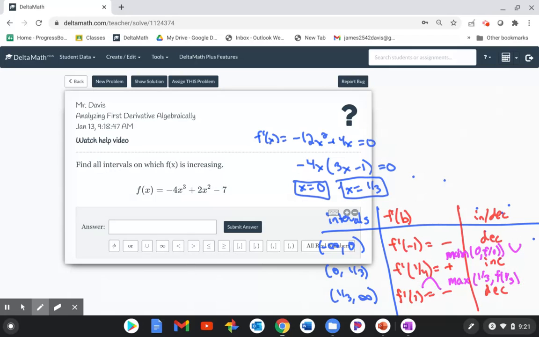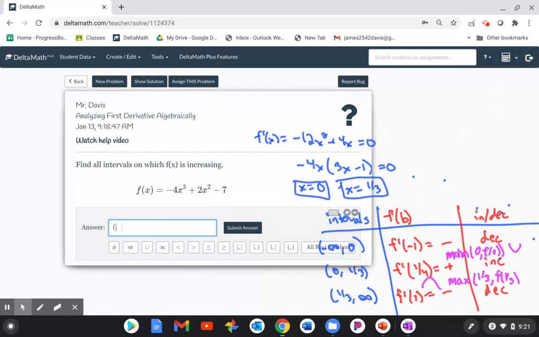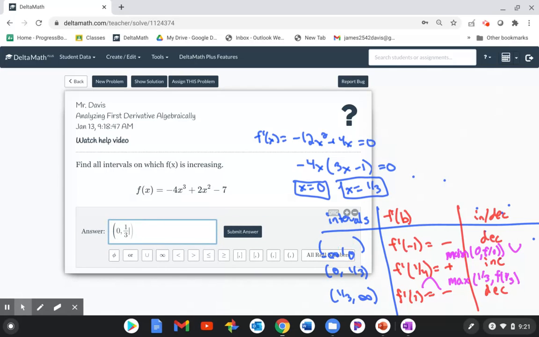Increasing and decreasing. I always draw the little hills, so it's easy to get them mixed up with all this going on. Draw the little hills and valleys. All right, so if we were asked that, we could then answer that. We are just asked for intervals of increasing. So that's just going to be 0, comma 1/3. And that is it.